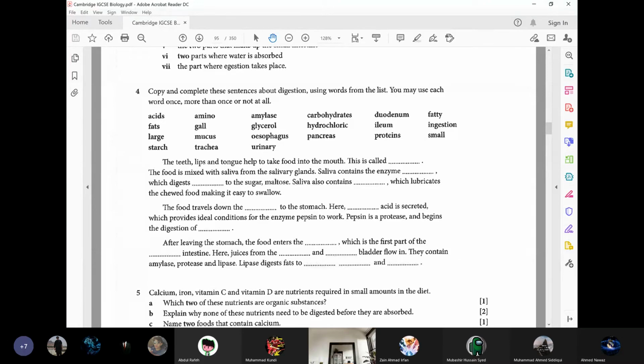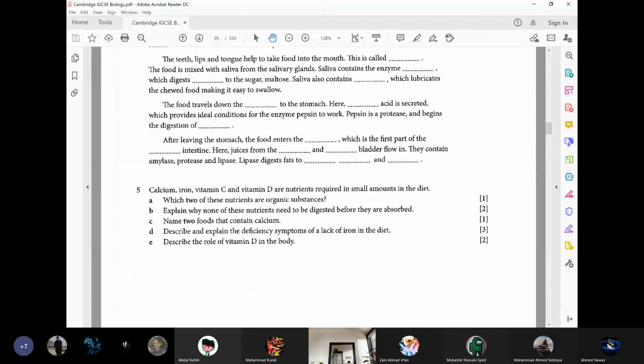Next one, the food is mixed with saliva from the salivary glands. Saliva contains the enzyme dash. Amylase. Very good. Which digests dash to the sugar maltose. Starch. Very good. Saliva also contains dash. Mucus. Very good, which lubricates the chewed food, making it easy to swallow.